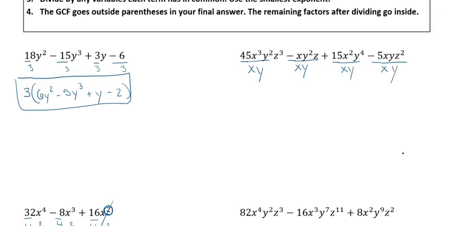And then does every term have a z? This one does, this one does, this one does not. So because it's not in every term, z is not part of my GCF. Okay, so my GCF is just x, y. And then I'm going to go through and do my division.